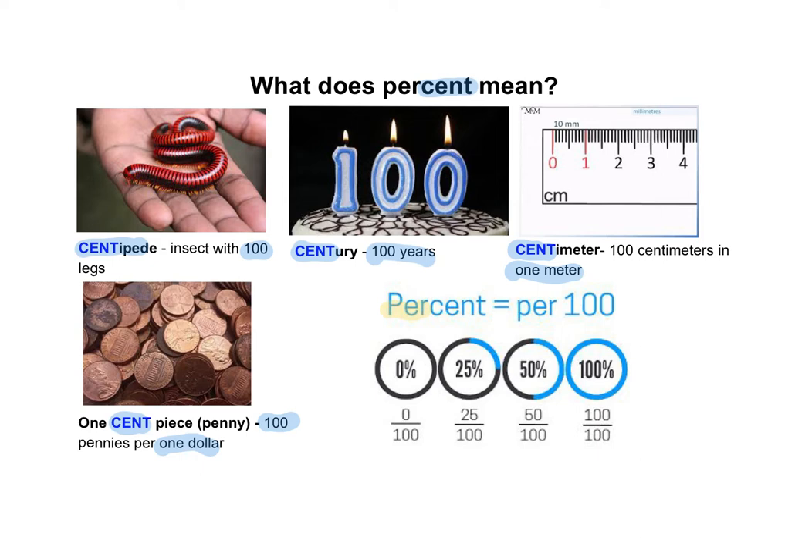In our unit rates, we've been hearing that word per a lot: miles per hour, water per bottle. Per cent means per 100. So these are all part to whole relationships. They are ratios where we are talking about the ratio of things per a whole of 100.